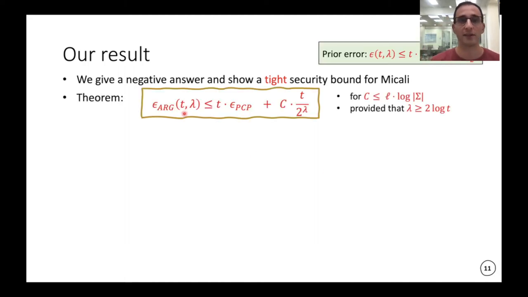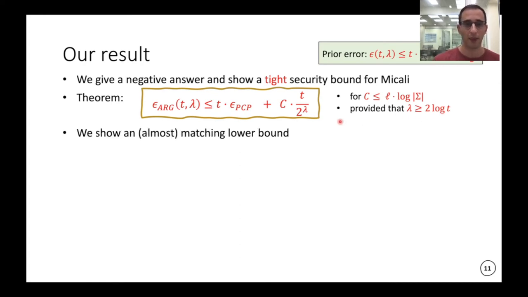Our main theorem is that the security expression for Micali is the following, the same T times epsilon that we had before. But instead of this T squared over 2 to the lambda, we have T over 2 to the lambda. And we have some other small expression C, capital C, that replaces the 4, which depends on L, the length of the PCP, and log sigma, where sigma is the alphabet of the PCP. This expression holds provided that lambda is not too small, so it has to be at least 2 log T. We show an almost matching lower bound, so this is tight, and even inside C, this expression is almost tight.